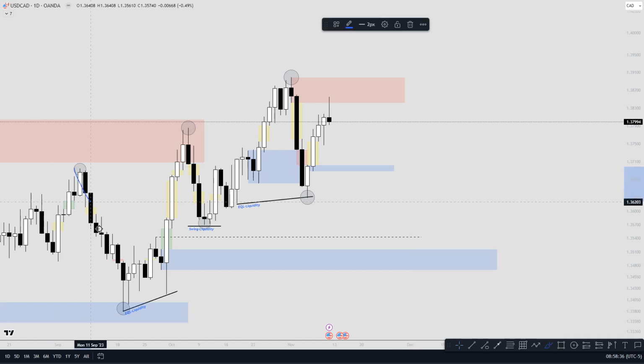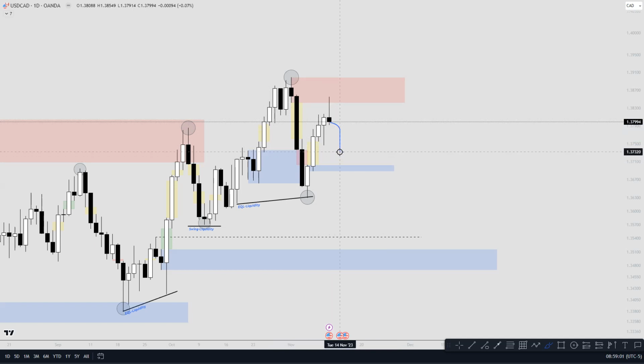So as you guys can see, this is the structure in the daily time frame, and obviously we are in an uptrend. In this case, we have a scenario where price will probably come down for some reasons. We just tap into this supply zone here in the daily time frame, and probably price will come down to fill this gap here.